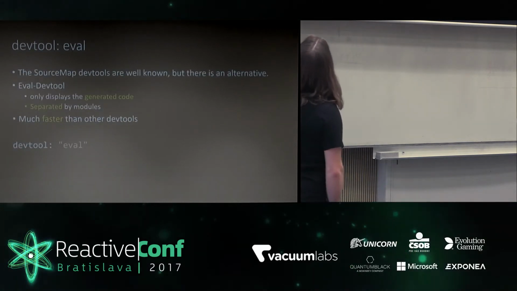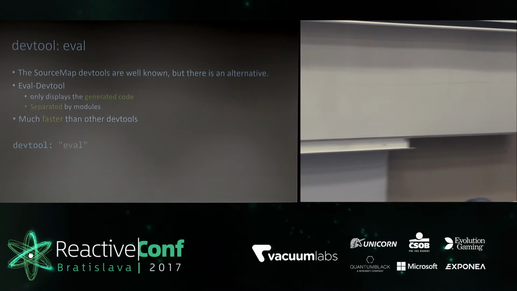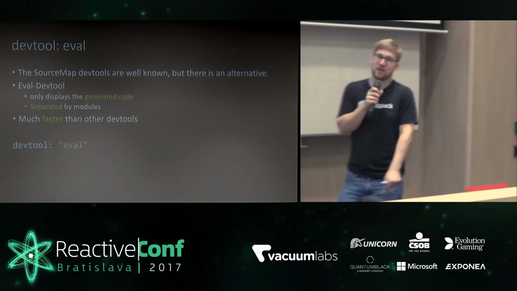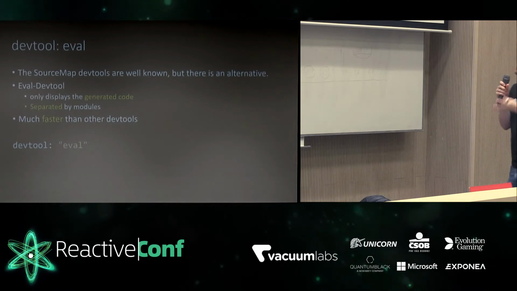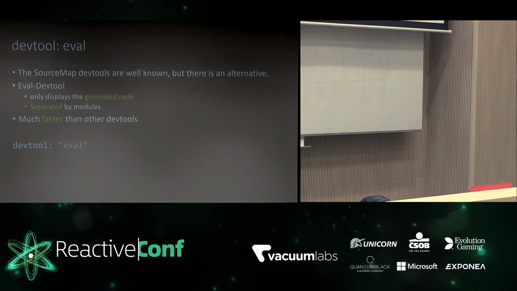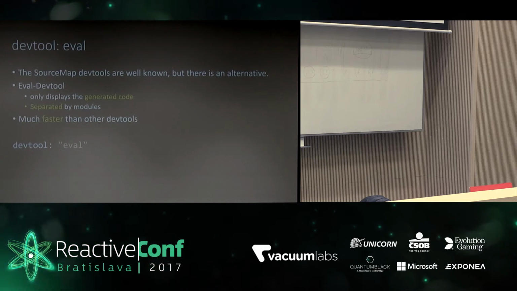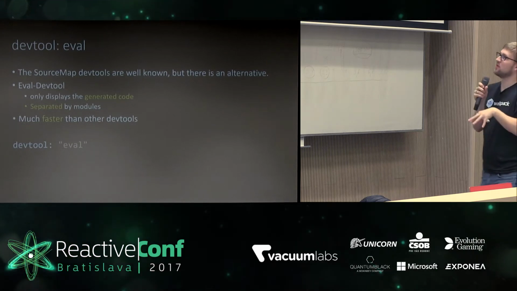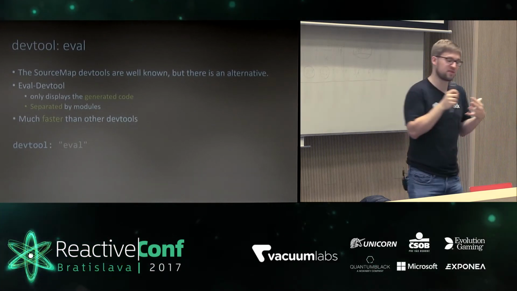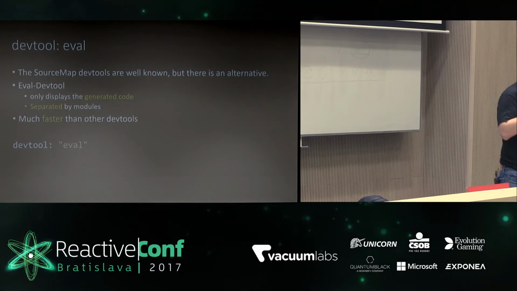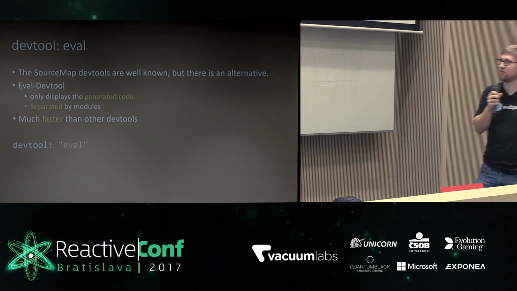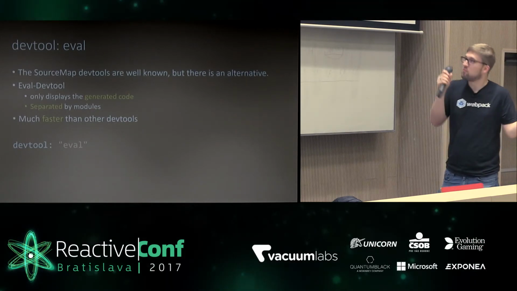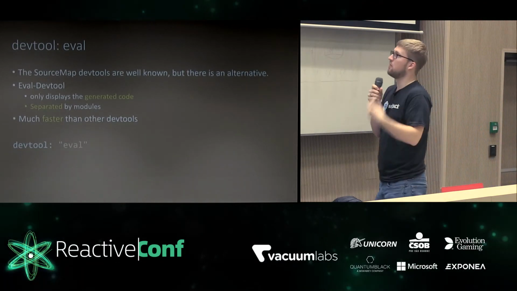Yeah, the source map dev tool is well known, but there's also a less optimized dev tool. It's the eval dev tool. It doesn't have the same quality as the source map dev tool, but it's a lot faster. So it's maybe an option for you if you don't have heavily transpiled modules or can read transpiled code or don't use Babel or something like that.